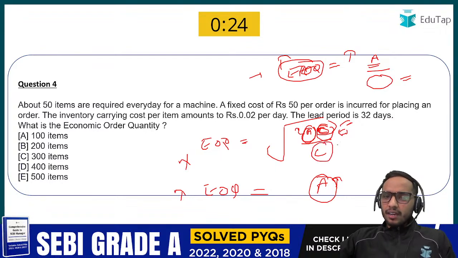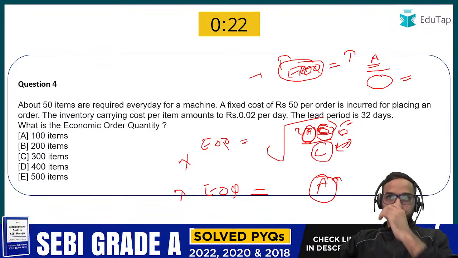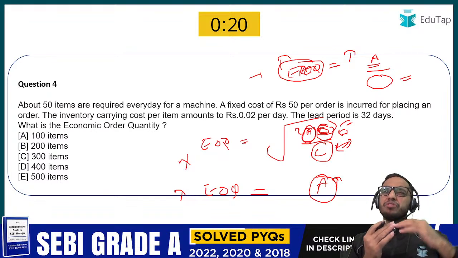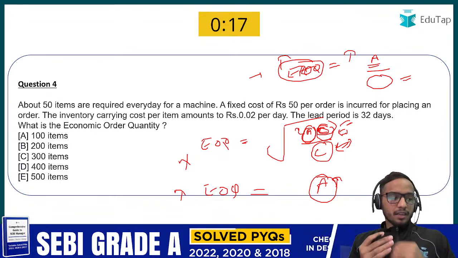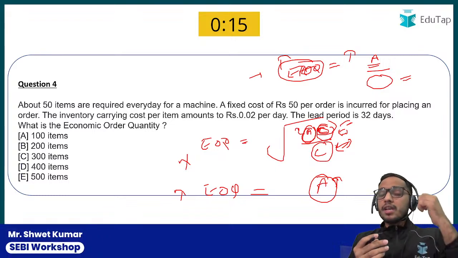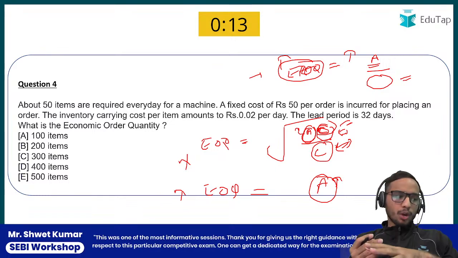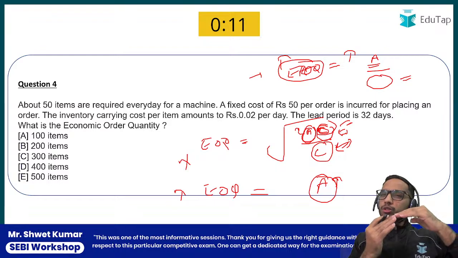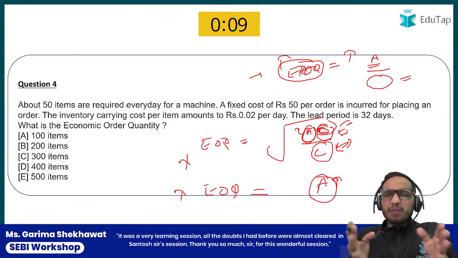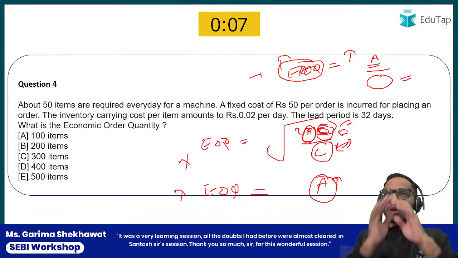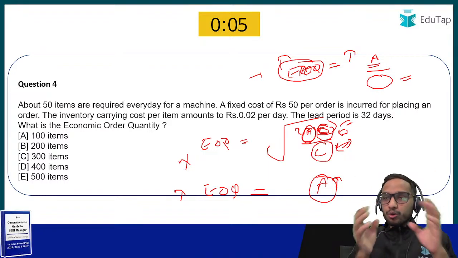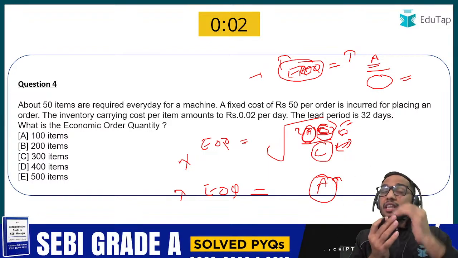Now, let's talk about the carrying cost. Suppose your carrying cost is very high. Okay? Yeah, Dhaval, very good. High quantity in a single order. Now your carrying cost is, suppose, very high. Tell me, should you decrease your order size or should you increase your order size?